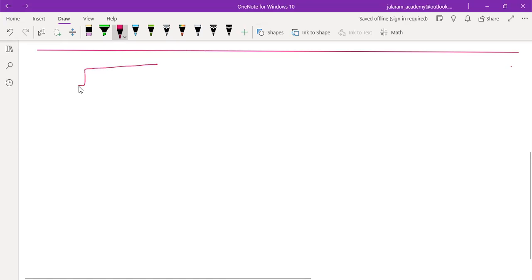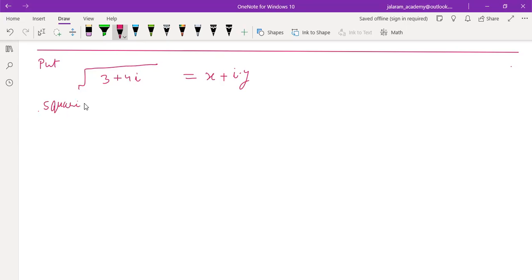Square root of 3 plus 4i. So what is the first step? Assume that root 3 plus 4i equals x plus iy. Then the next step, squaring both sides. So what we will get? This square root will be removed, and this side is x plus iy whole square.